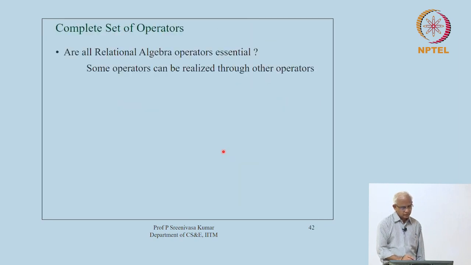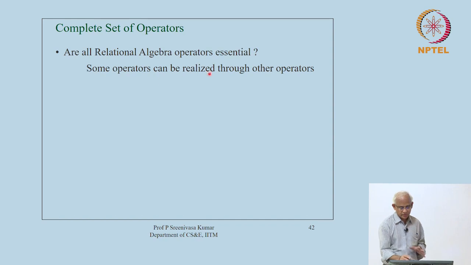Now, let us come to this complete set of operators question. What are all the relational algebra operators we have introduced so far? We have introduced selection, projection, union, intersection, difference, cross product, join and division. Rename, of course, is not a computational operator, but it is a convenient operator.